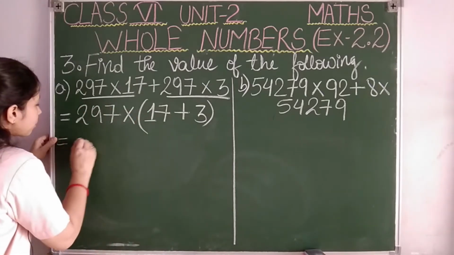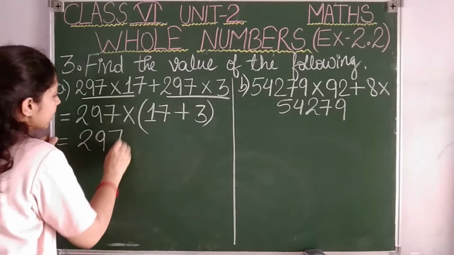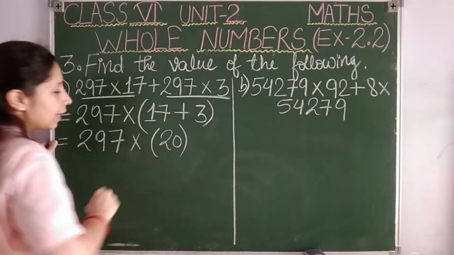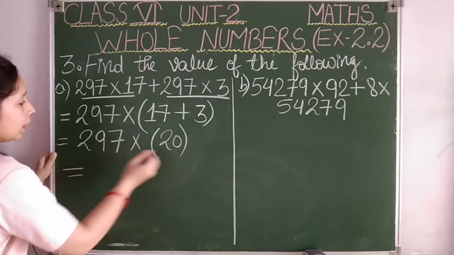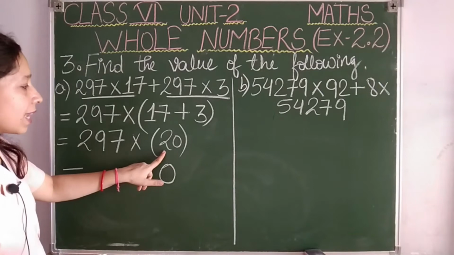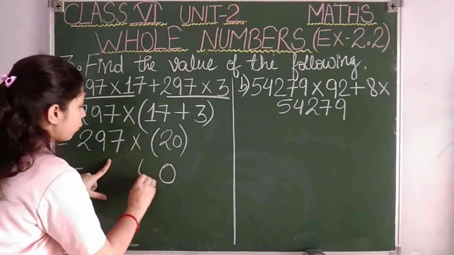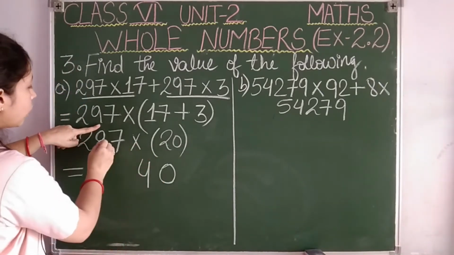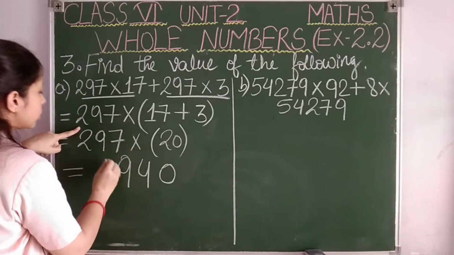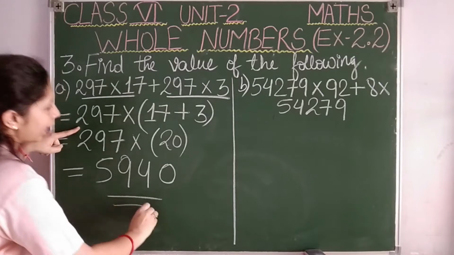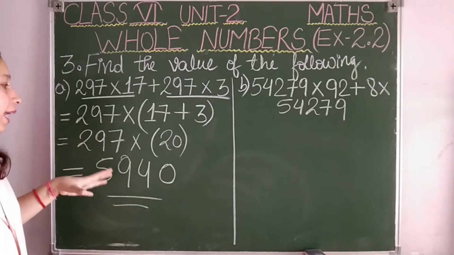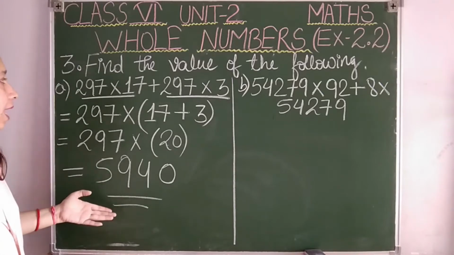Now let us see. 297 I will write as it is, multiplied by 17 plus 3, how much, students? 20. Clear or not? Now 0 is there, so we will write 0 in the product. Now what is left? 2. 2 7s are 14, 1 carry over, 2 9s are 18, 18 plus 1 is 19, again 1 carry over, 2 2s are 4. See, we got our answer, 5940. Without doing any detailed calculation, we are getting this answer.